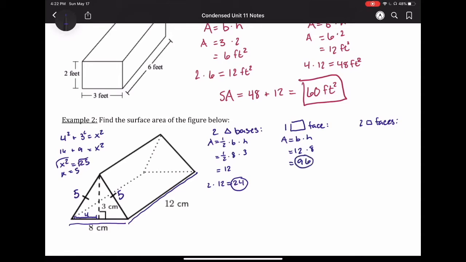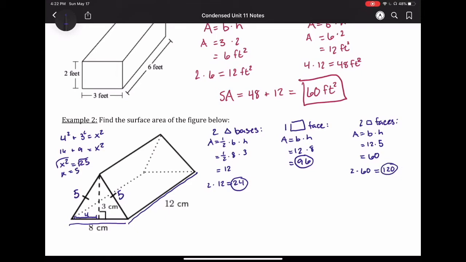Now I have the two smaller triangle sides that create the two smaller rectangle faces. So I have area is equal to the base times the height again, where I have 12 for my long side and my height of 5. And 12 times 5 is equal to 60, but there's two of them, so I have 2 times 60, which is equal to 120.